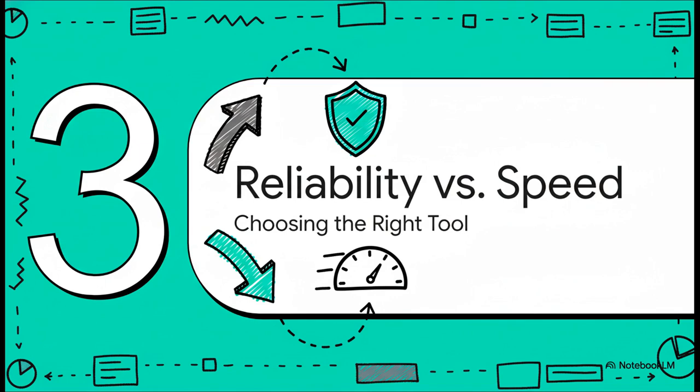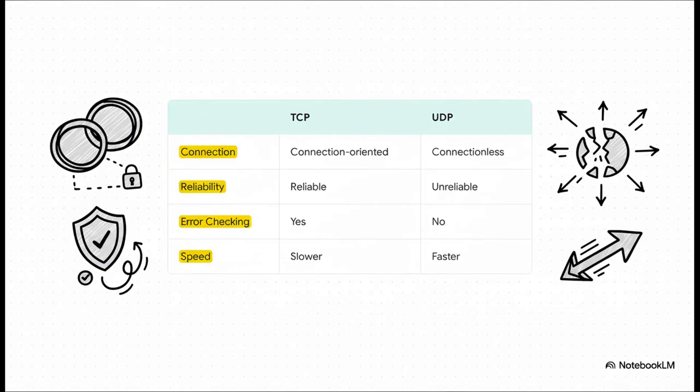This isn't about which one is better. It's about choosing the right tool for the specific job you're trying to do. This table is the perfect cheat sheet. Seriously, if you're studying, take a screenshot of this. TCP is connection-oriented. It's reliable, it checks for errors, but all that work makes it slower. UDP is the total opposite. Connectionless, unreliable, no error checking, but because of that, it is way, way faster. That is the core difference you have to get.